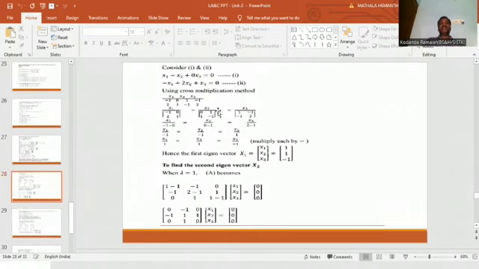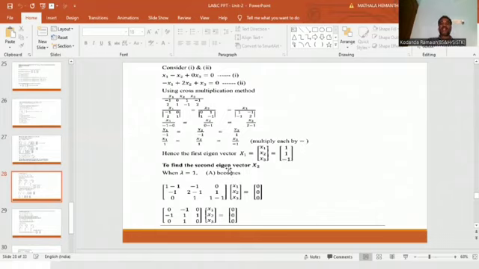Hence, we can choose any two equations to solve for x1, x2 and x3. So consider equations 1 and 2: x1 minus x2 plus 0 x3 equals 0 and minus x1 plus 2x2 plus x3 equals 0. Solving these two equations, we get x1 equals 1, x2 equals 1, x3 equals minus 1. So this is the first eigenvector corresponding to lambda equals 0.